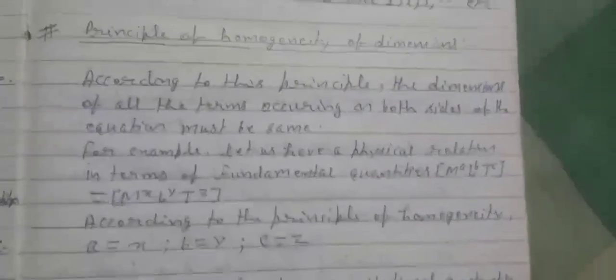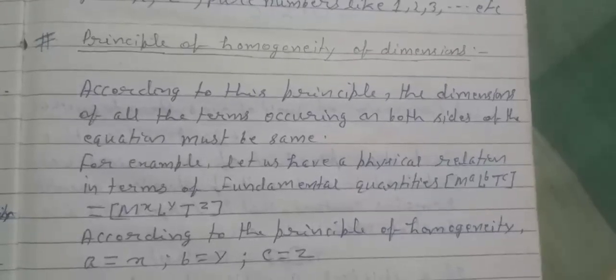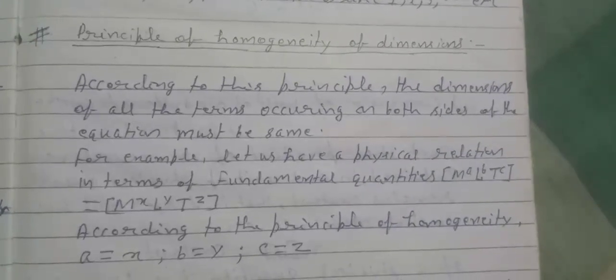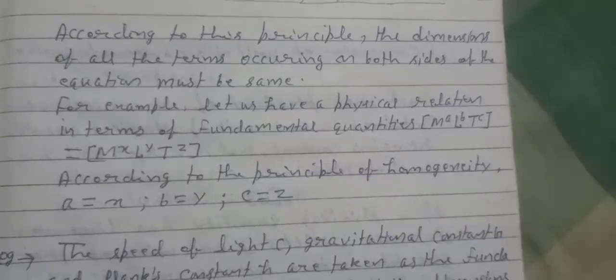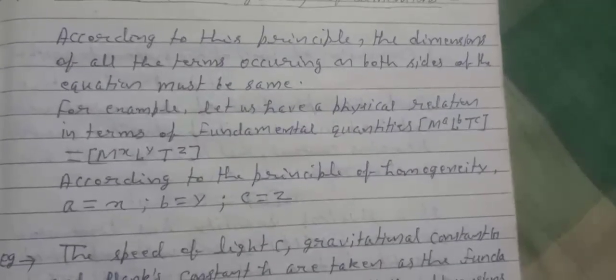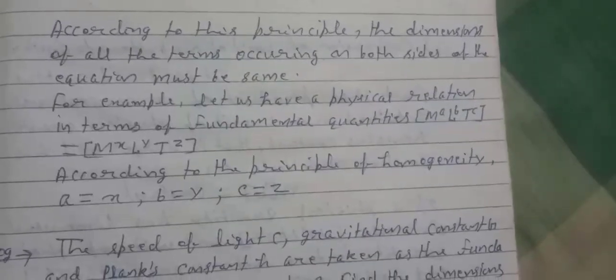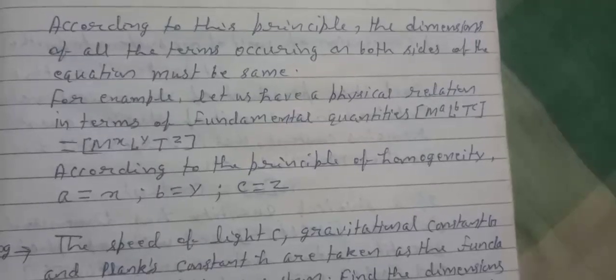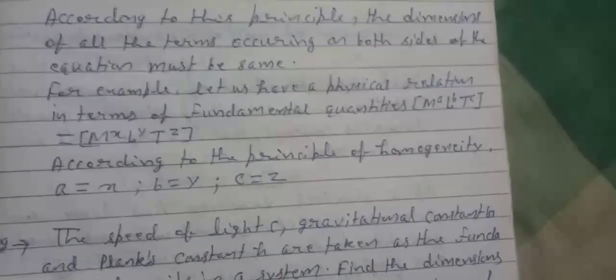Principle of homogeneity of dimensions. According to this principle, the dimensions of all the terms occurring on both sides of the equation must be the same. For example, let us have a physical relation in terms of fundamental quantities: M^a L^b T^c equals M^x L^y T^z. Then according to the principle of homogeneity, a equals x, b equals y, and c equals z.